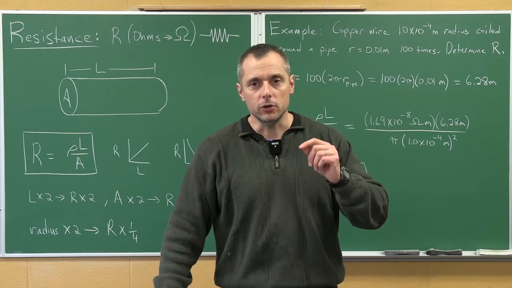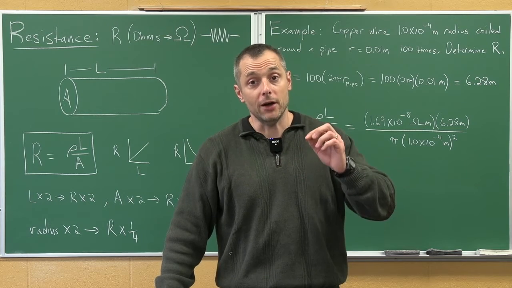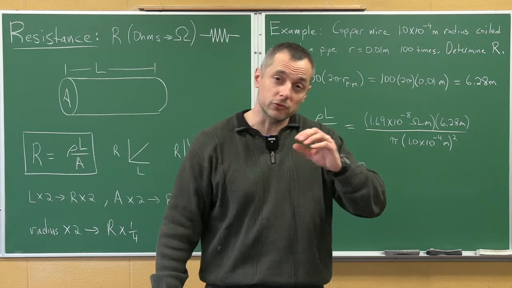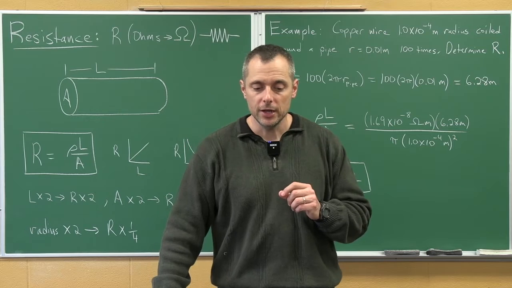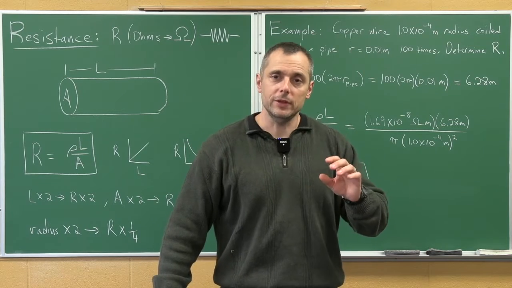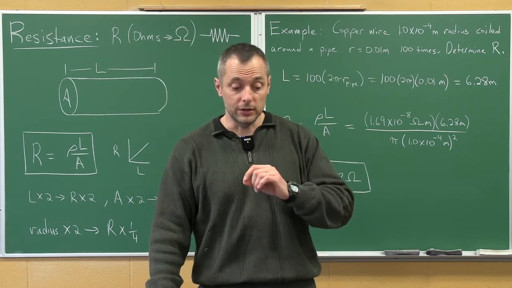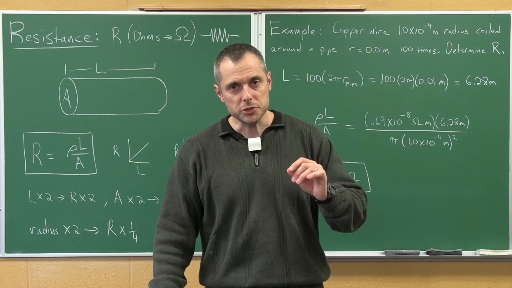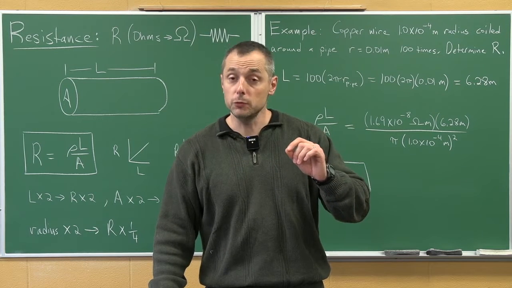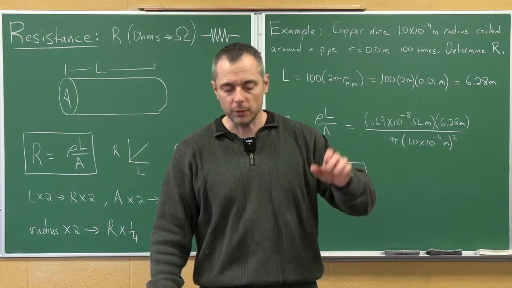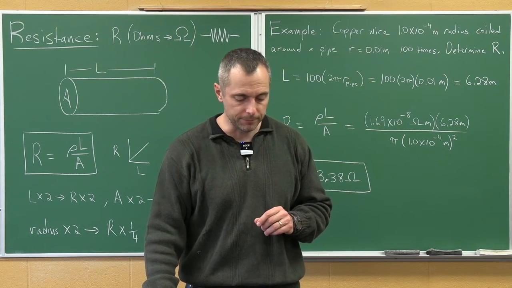So even good conductors like copper have resistance. There's a certain amount of restriction to the flow of charge. Now, almost everything has resistance when there's electricity involved. The exception is superconductors, which are not part of the course, so I'm not going to spend time talking about them.